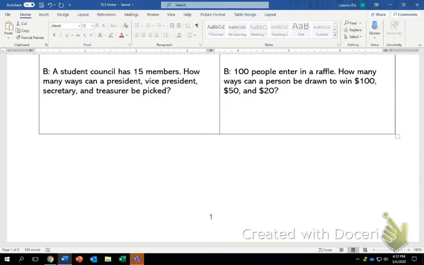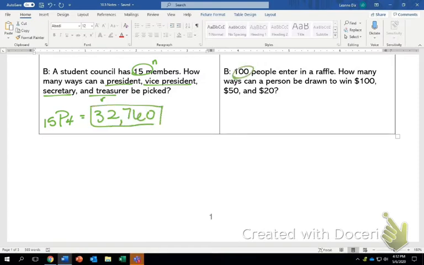So I have a total of 15 people, and I have president, vice president, secretary, and treasurer. So I have 4 different types of jobs or ranks that I need to consider. So this would be 15 permutation 4, and then I could plug into the calculator. I could plug it into the formula or the calculator. I recommend the calculator. It should give me 32,760 possibilities.